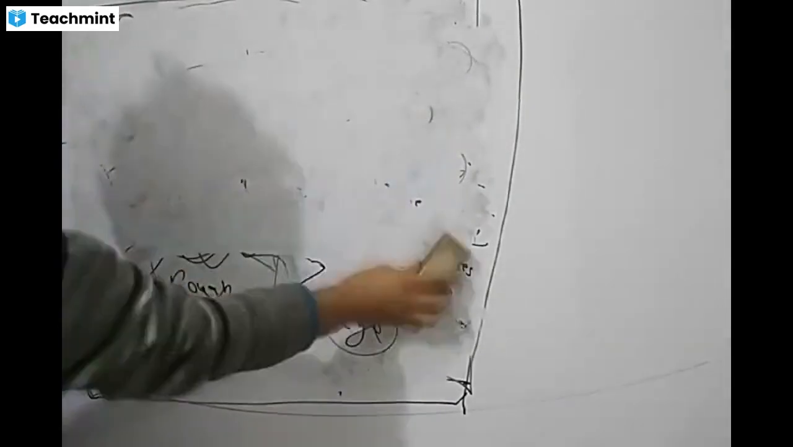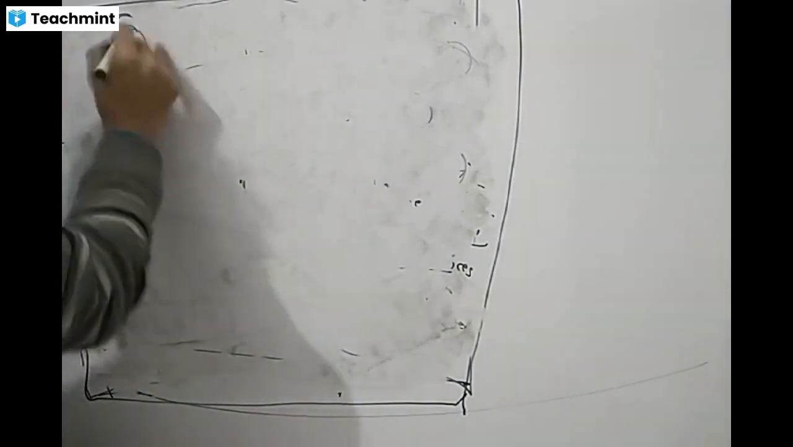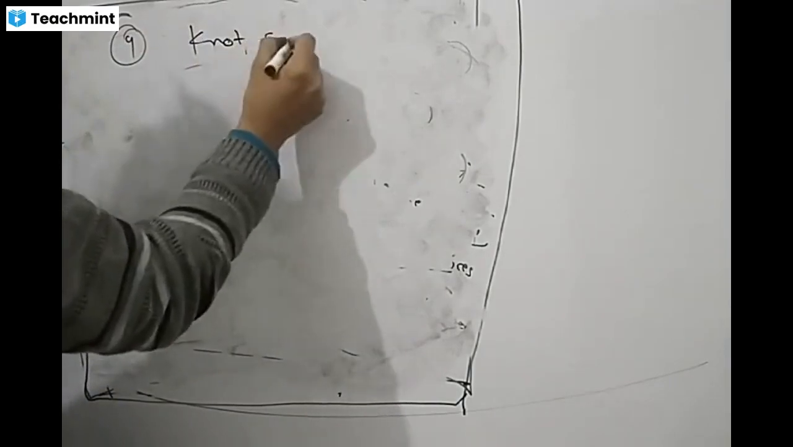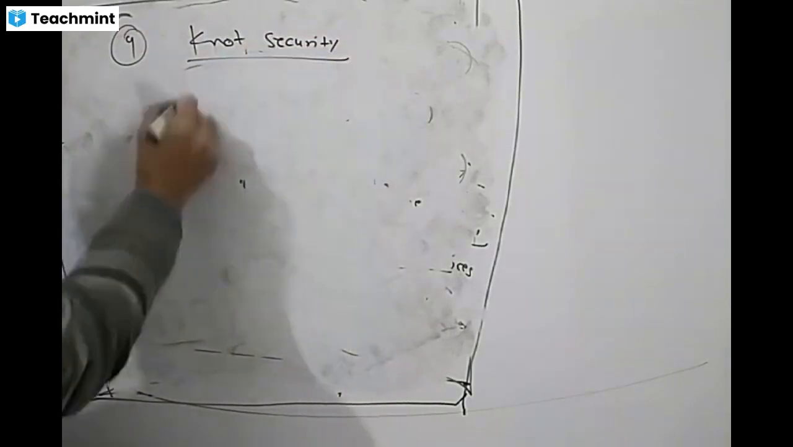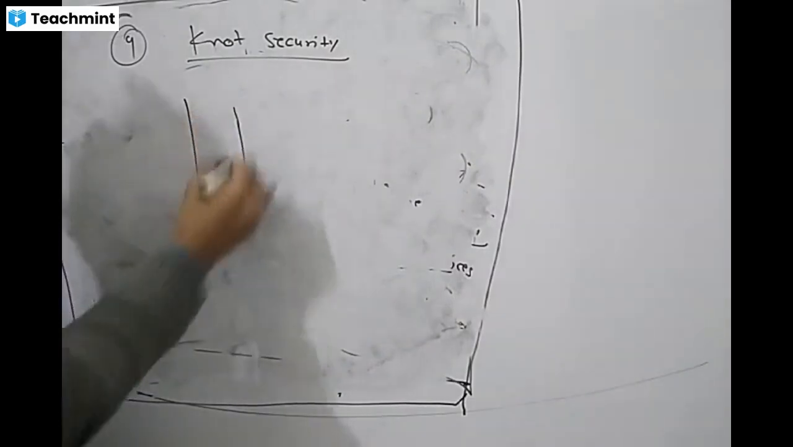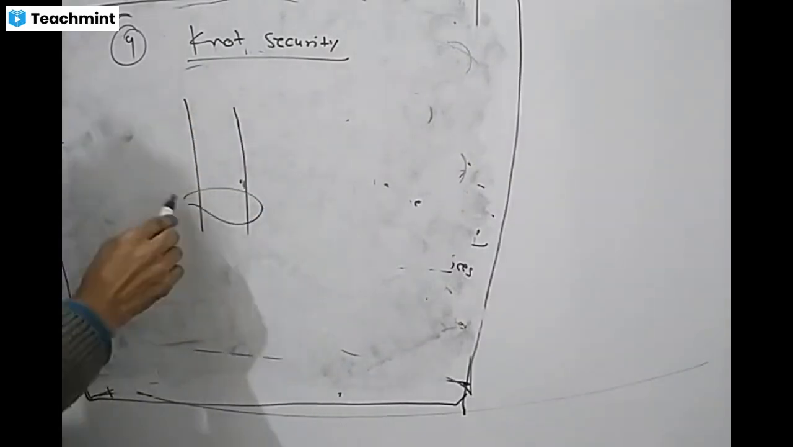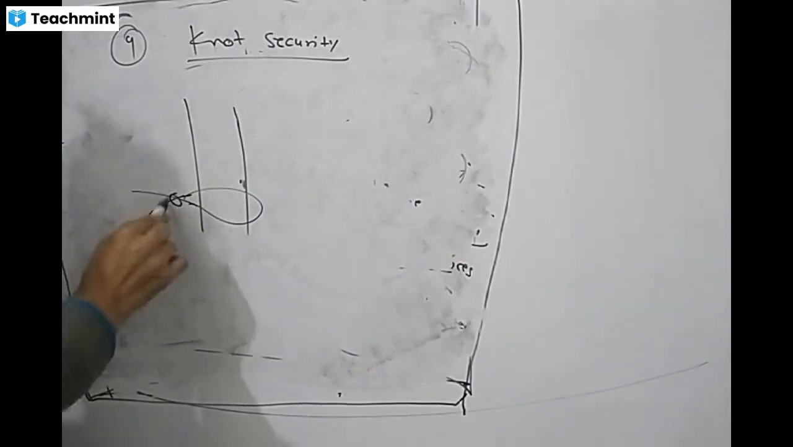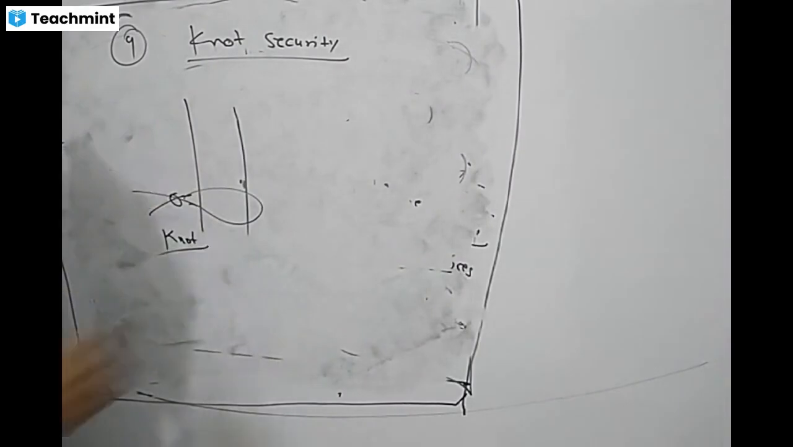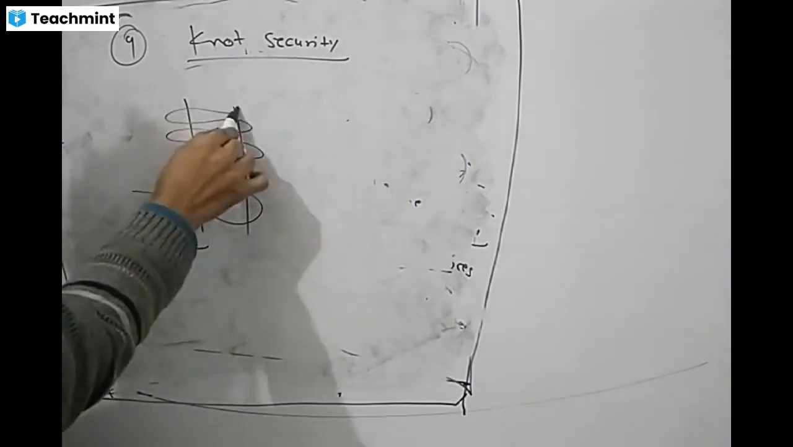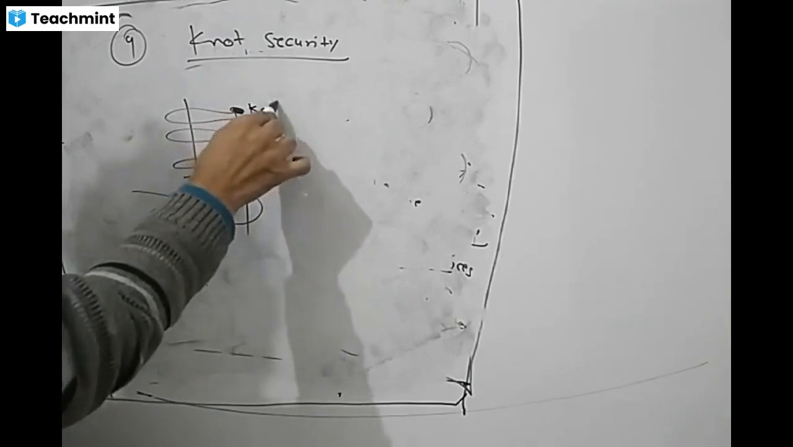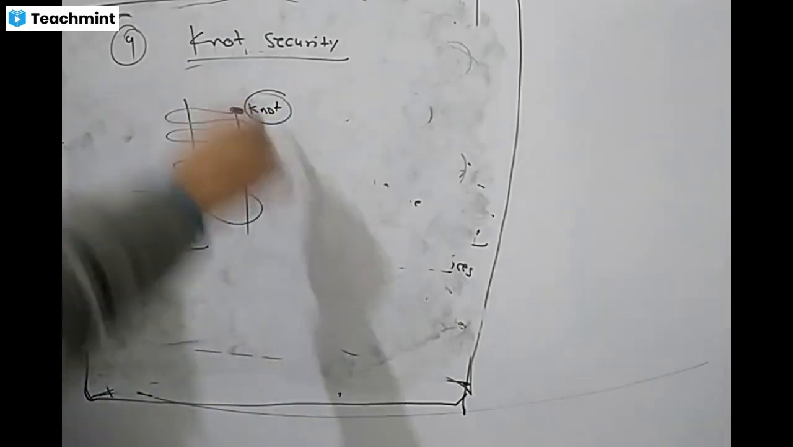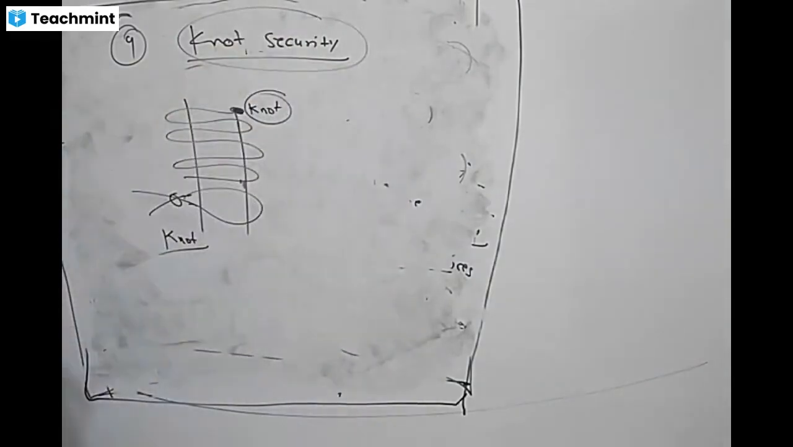Because multifilament suture materials have some good properties also. Last is knot security. This is the wound edges. Suppose we are applying a simple interrupted pattern. So at the end we apply a knot. Or suppose we have started a simple continuous and here we apply a knot. So for a suture material, knot security is also important.